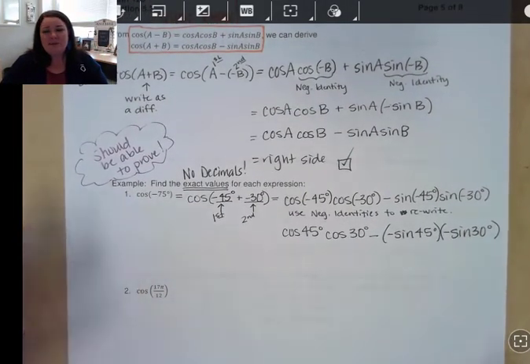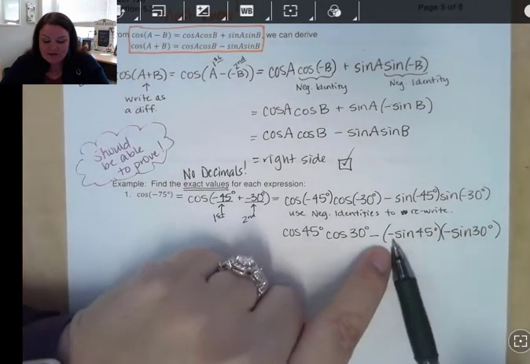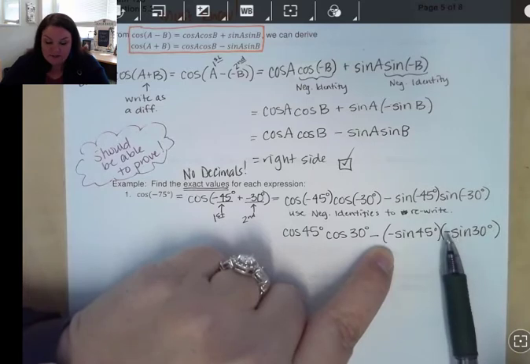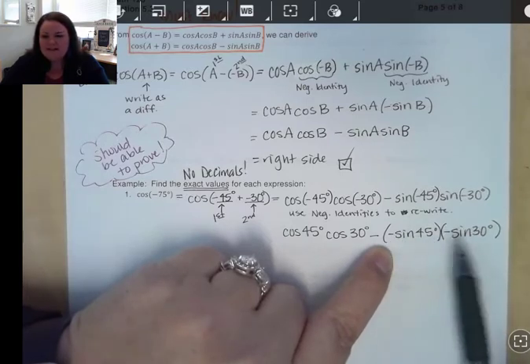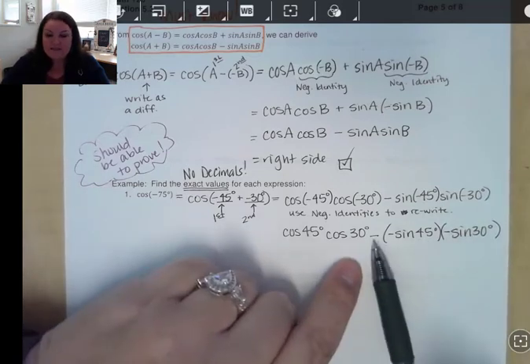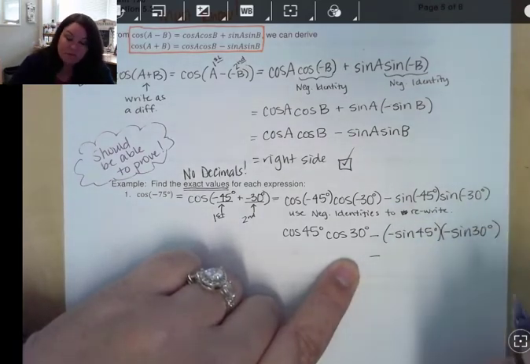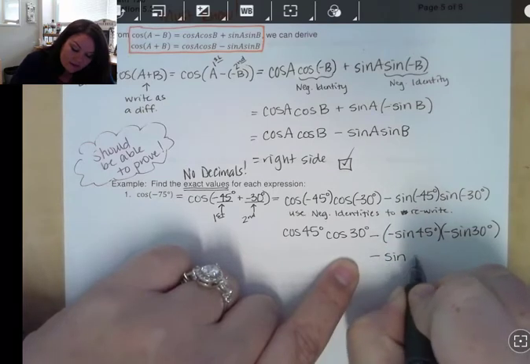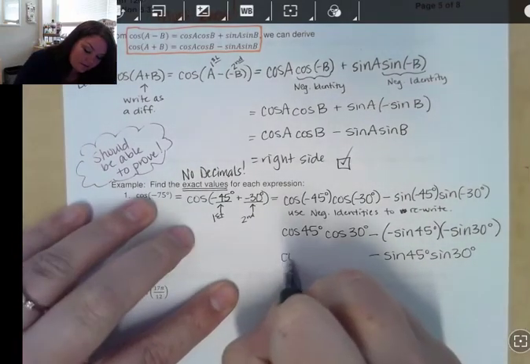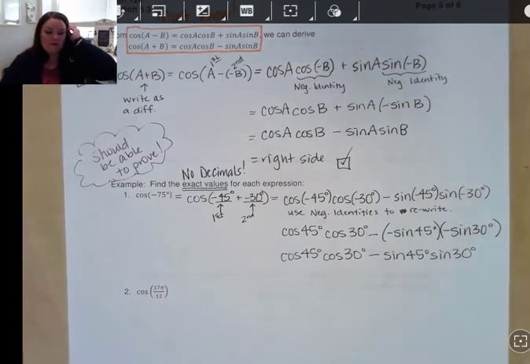And then just to make it a little bit easier on myself, before I plug in the actual values, I notice that I have a negative times a negative, and a negative times a negative is going to give me a positive. So I'm going to eliminate those two negatives by thinking about what this would be if I multiplied those together. It would give me a positive. I'm still going to have this subtraction, but this negative times this negative would give me a positive product. So I'm going to write this as a positive sine 45 degrees, sine 30 degrees. And we have cosine 45 degrees, cosine 30 degrees.